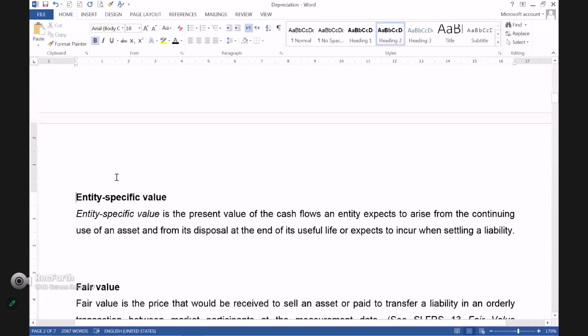Entity specific value. The entity specific value is the present value of cash flow an entity expects to arise from the continuing use of an asset and from its disposal at the end of its useful life, or expects to incur when settling a liability. So you will study how to calculate the specific value, net present value, and fair value.